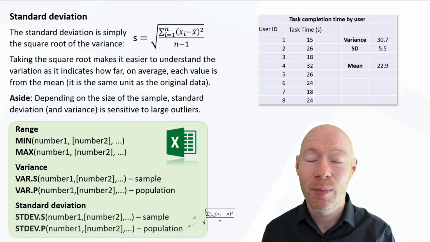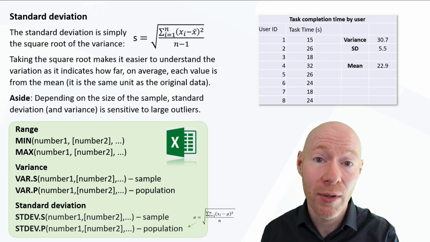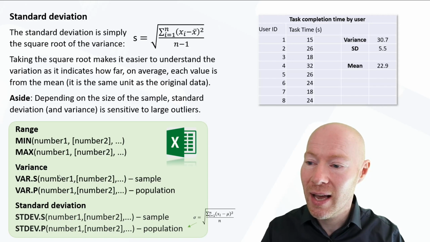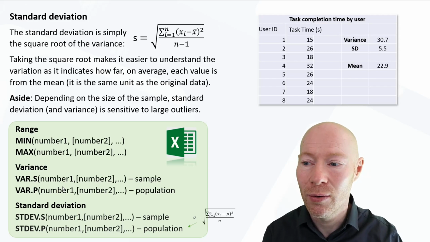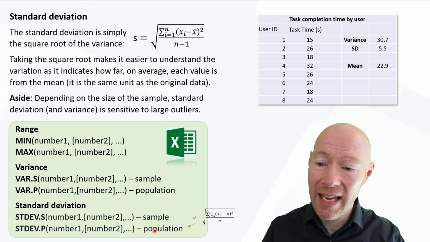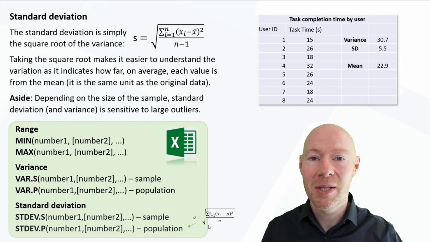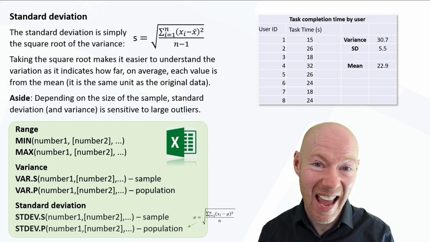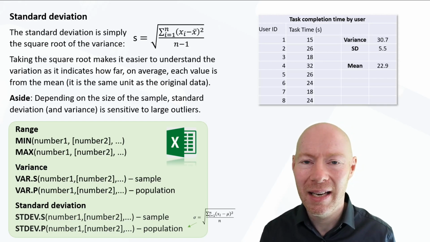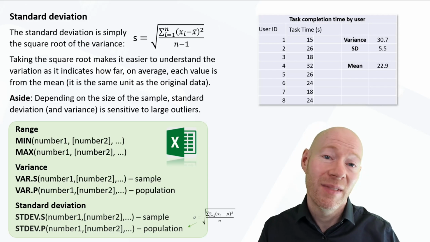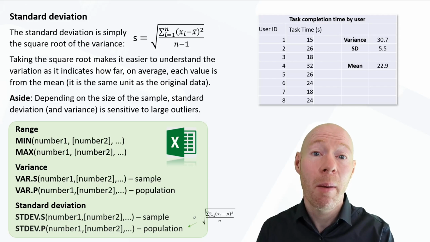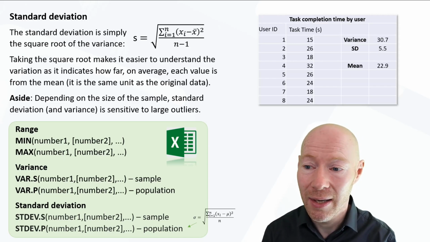In all of our cases, because we will be dealing with a sample of users that we have collected, we will want to use the var.s and the stdev.s. Those are the particular ones that we use. If we're looking at the stdev.p for the full population, it's the versions of the equations where we're not dividing by n-1, we're just dividing by n. It doesn't really make a meaningful difference if we've got a large sample size, but sometimes we won't have a large sample size, so we should use the appropriate function here.